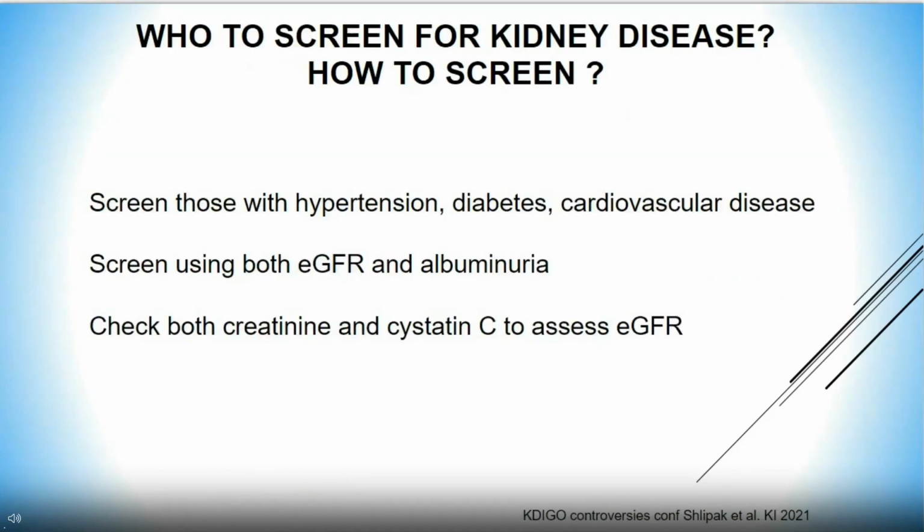Who should we screen for kidney disease and how to screen? These are recommendations from experts at the KDIGO Controversies Conference, and their conclusion was that we should screen people with risk factors for kidney disease, including hypertension, diabetes, and cardiovascular disease. The way to screen is using both estimated GFR and albuminuria. And as far as the estimated GFR goes, we should check both creatinine and cystatin to have the best possible assessment of GFR.